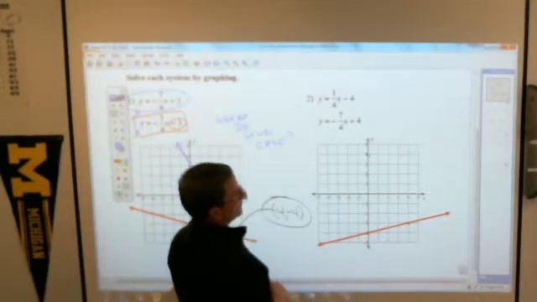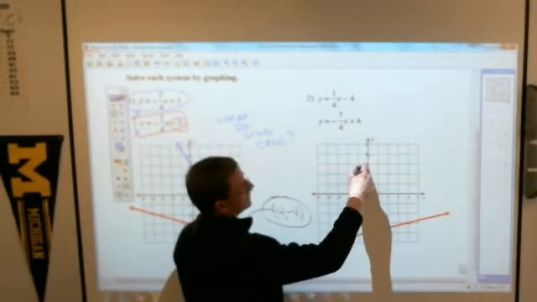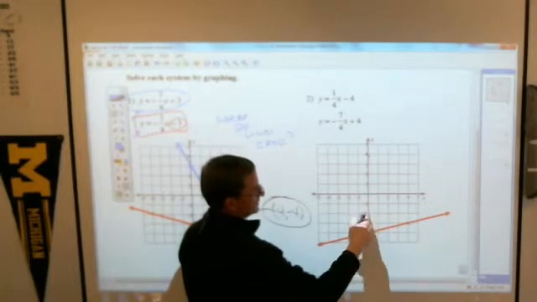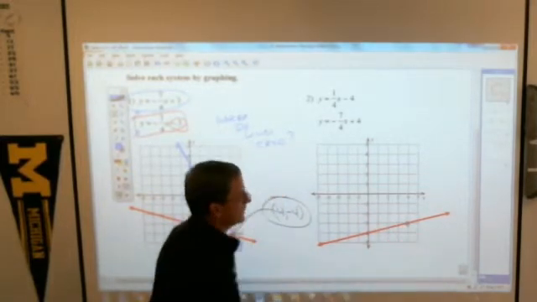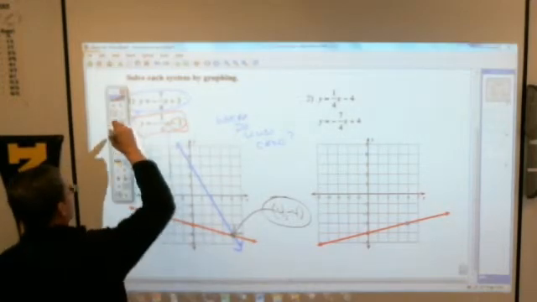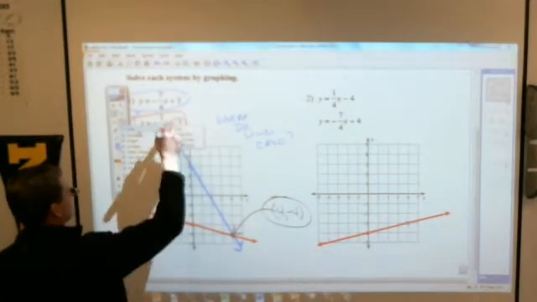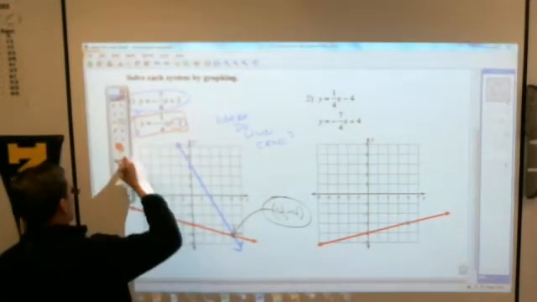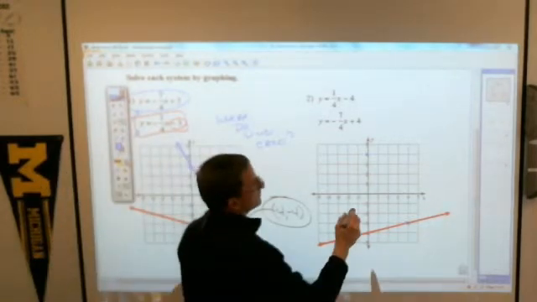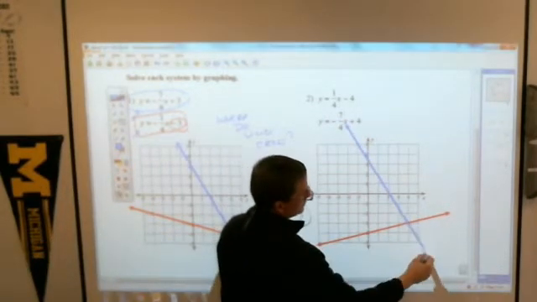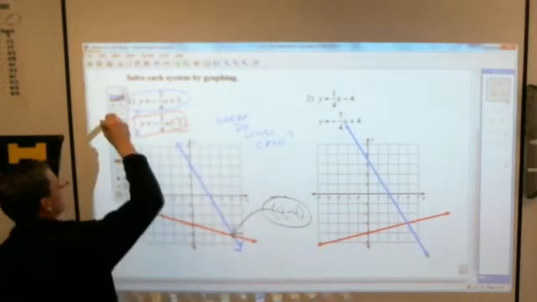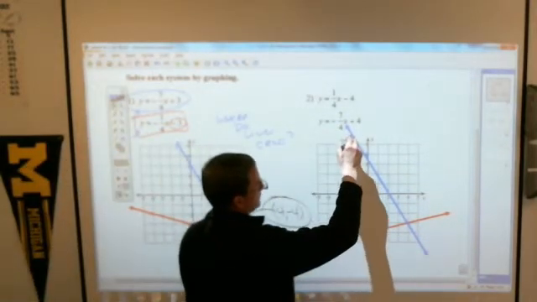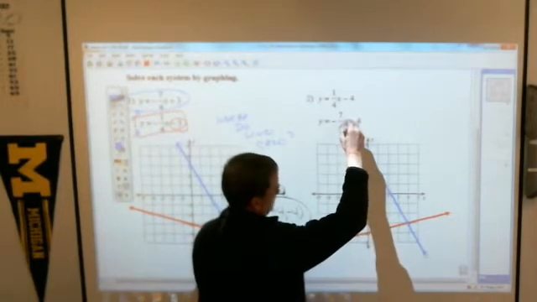Wait, that's the same one we did before, wasn't it? Yeah. No, it's a different spot. Negative 1, 2, 3, 4. Oh, look at that. It doesn't get any better than that. That point automatically goes right there no matter what. But it's close to the same answer, is it not? It's 1 off.